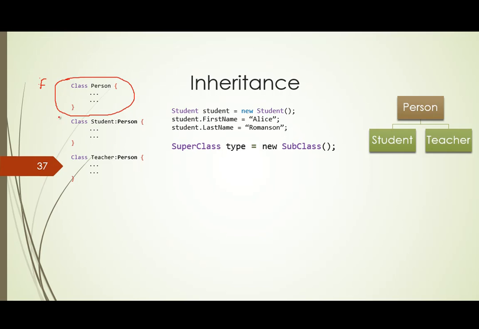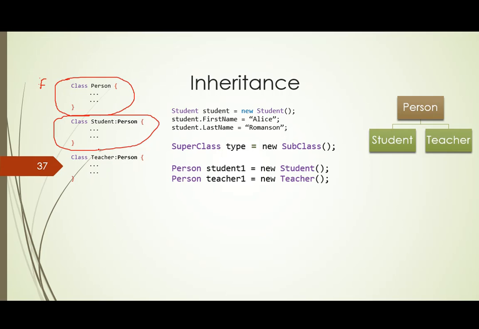A person requires only some of the properties from the student, so the parent class or the superclass can be created from its subclass or from its child class. So you can instantiate a person class from a student class. You can do the same for the teacher as well.